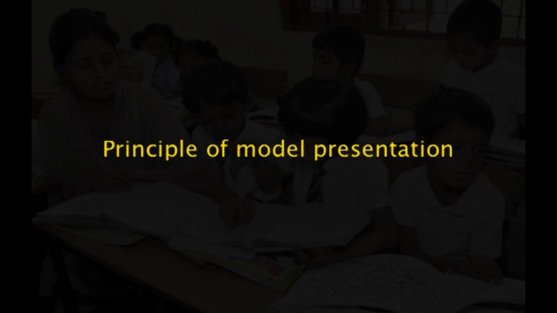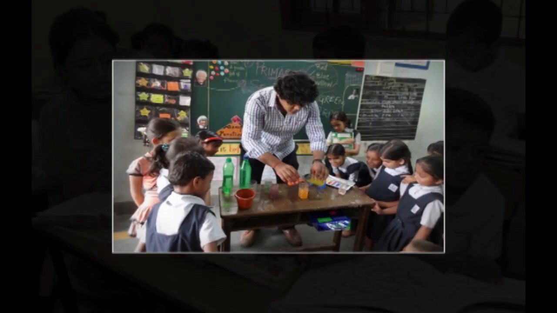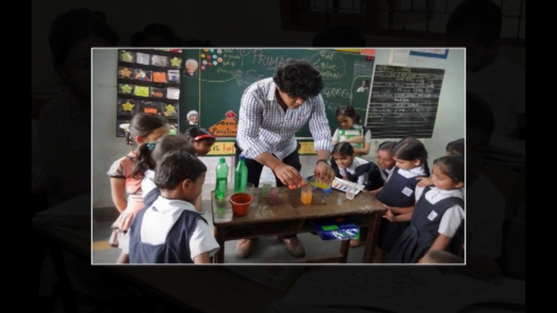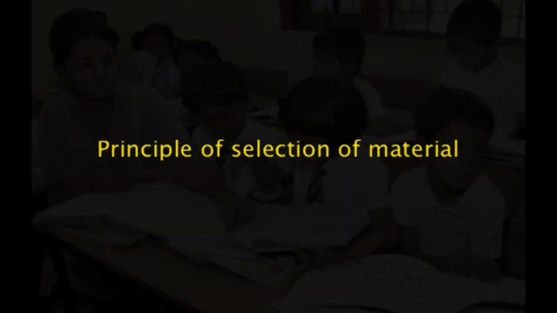The second one is the principle of model presentation. The teacher who presents the material while teaching should see that his or her presentation is really a model one in every way. The personality of the teacher, his behavior, actions should be a goal or real model for the learner. The learner imitates the teacher to the maximum. So, the teacher should present all the excellence in life, which he ultimately wants the learner to acquire in his life.